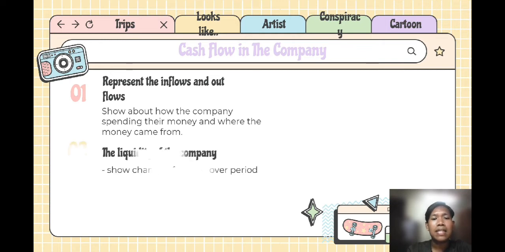And the second reason is liquidity. By looking at the cash flow, we can see the liquidity of the company. What is the liquidity of the company? It shows the change of money over a period.